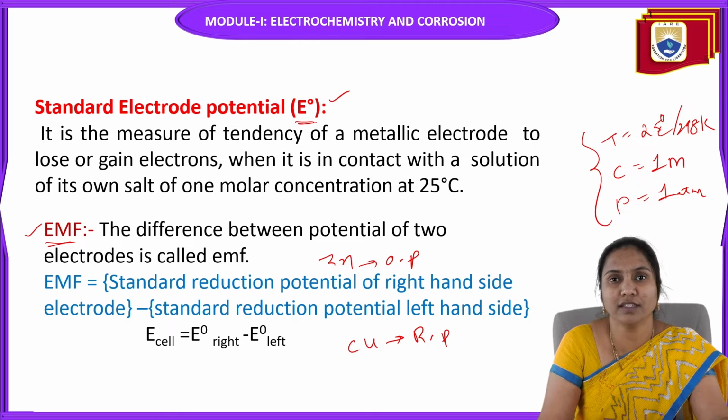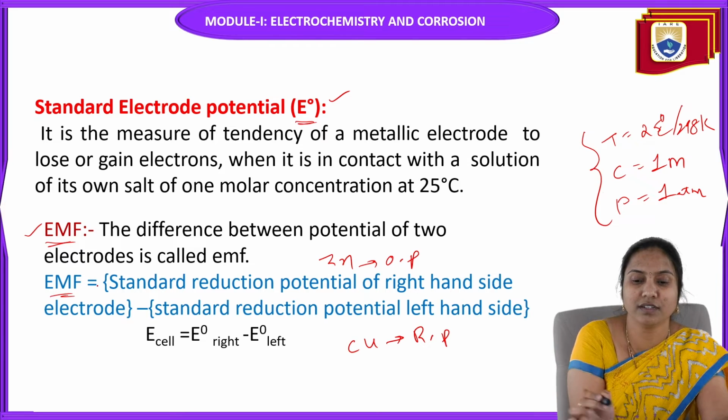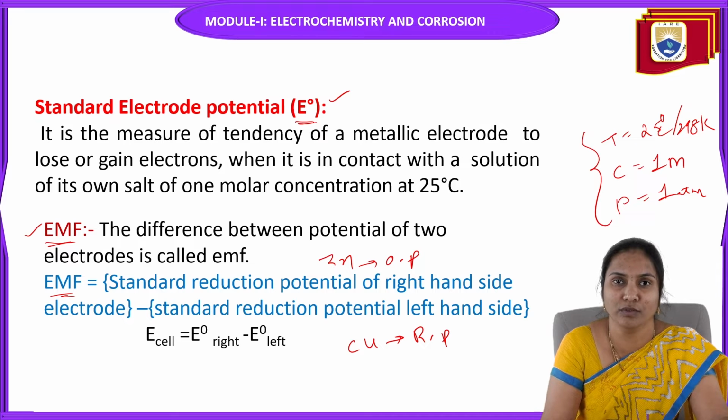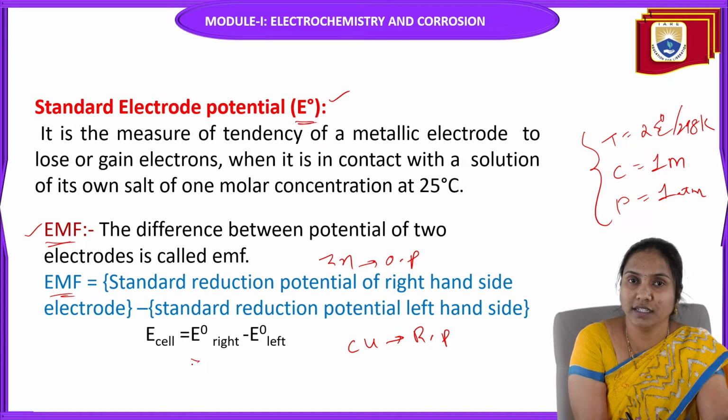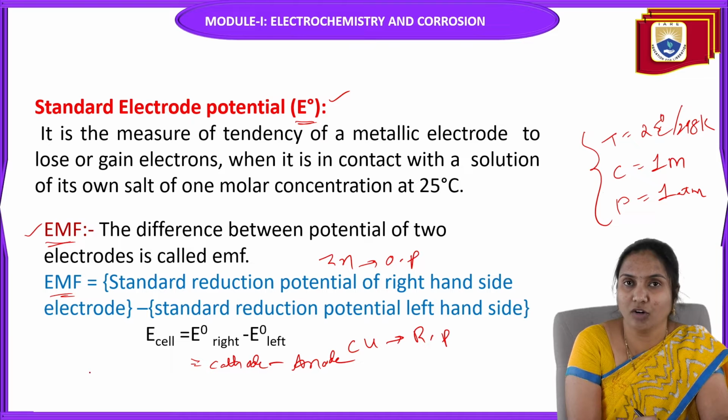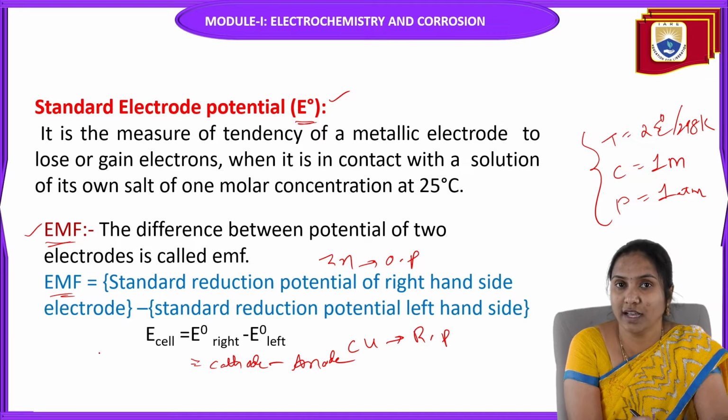So how can we define this EMF? EMF equals standard reduction potential of the right hand side electrode minus standard reduction potential of the left hand side electrode. Here, generally the right hand side is the cathode and the left hand side is the anode. For example, in this zinc and copper cell, zinc always acts as anode and copper always acts as cathode.